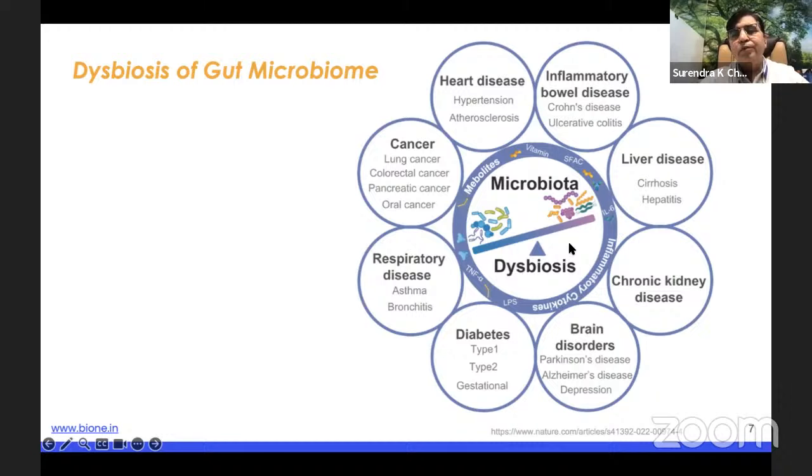As explained, the first process starts with LPS and various systems, whether it is through the vagus nerve system, the enteric nervous system, or the different HPA axis. So all these communication channels are started through the metabolites, through the host metabolite versus the microbiome metabolite. And all these diseases, whether heart disease, inflammatory bowel disease, liver disease, chronic kidney disease, various brain disorders, diabetes, respiratory diseases, and various cancers, are impacted by the dysbiosis.